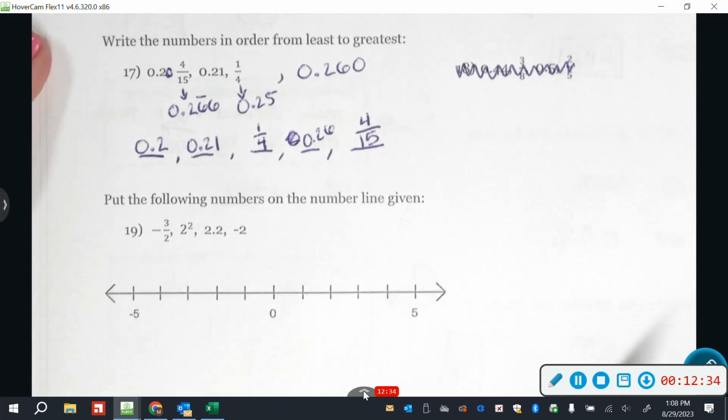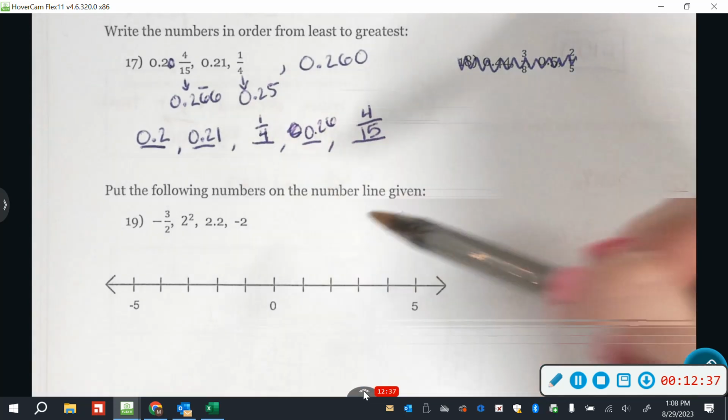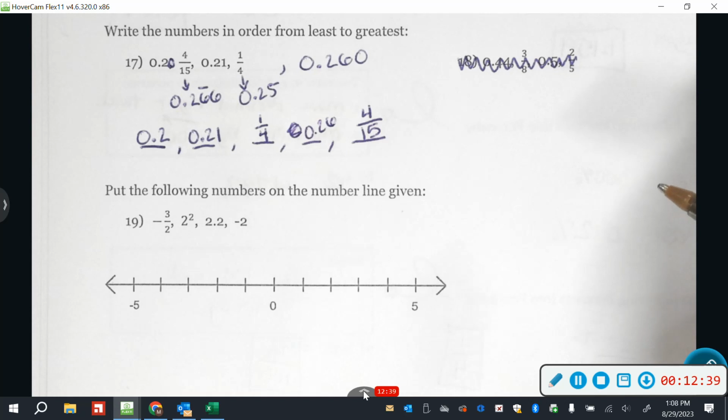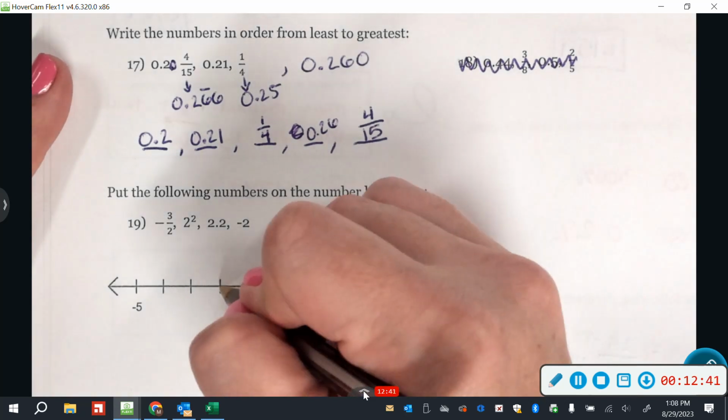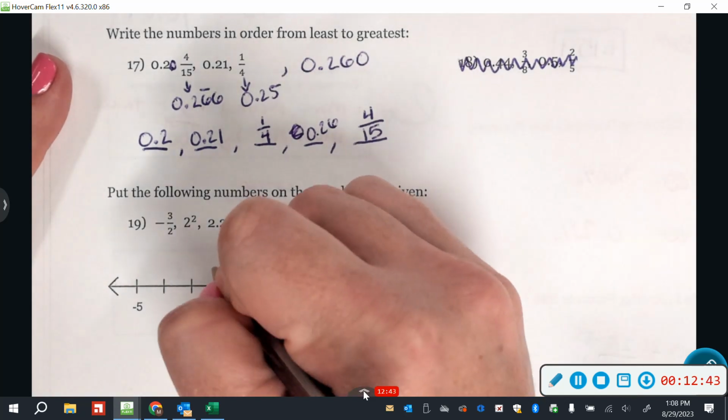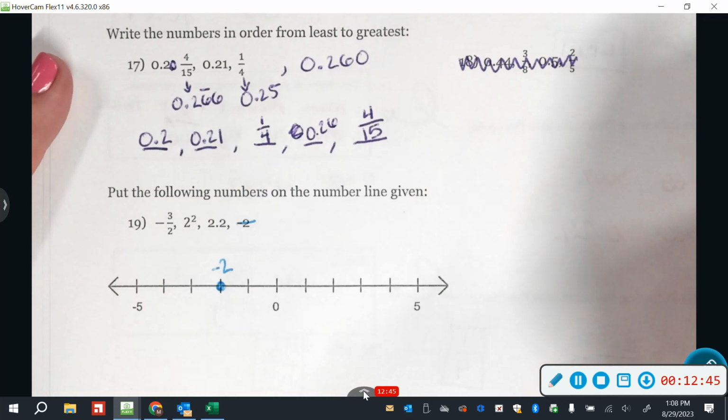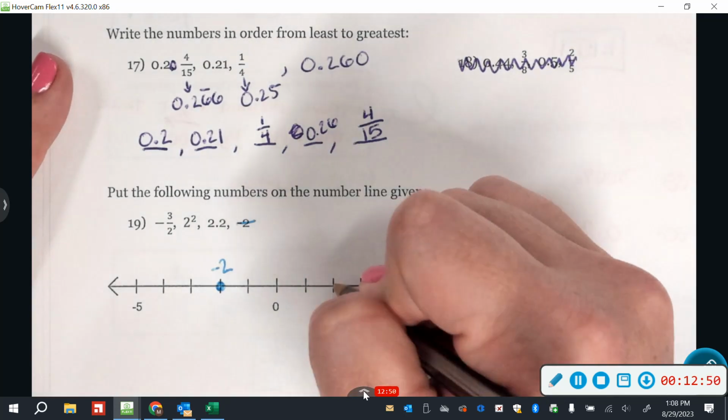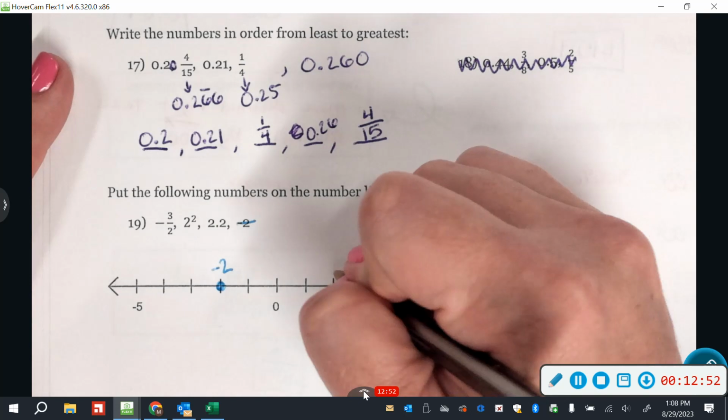Okay, last one is just putting them on number lines. What's the easiest one right away to put on a number line? -2. So 1, 2. Negatives go backwards. There's my -2. What else is pretty easy to plot right away? 2.2. So here I have 1, 2. So 2.2 is going to be right after that.